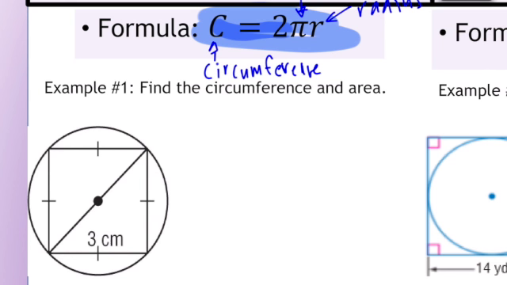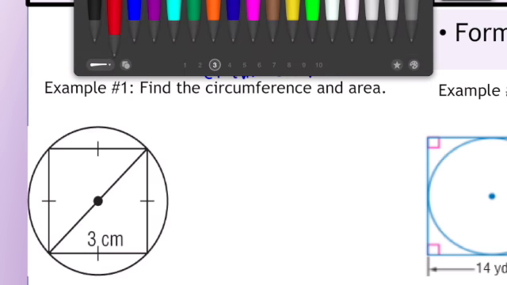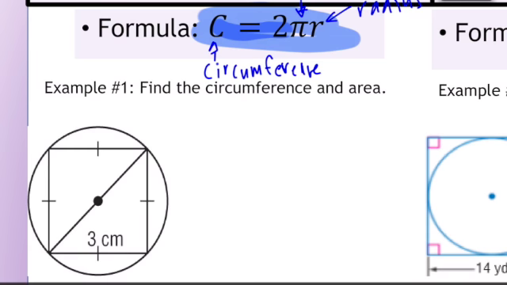So it's asking us to find the circumference and the area. So if I write down the formula for the circumference, we're going to see that the circumference is just going to be equal to 2 times pi times r. The problem is that we don't know what the radius of the circle is. Remember, the radius of the circle is the distance from the center to a point on the outside of the circle. We have no idea what that measurement is, or we have no idea what this measurement is either. So our goal is to find whatever the measurement of one of those pieces is.